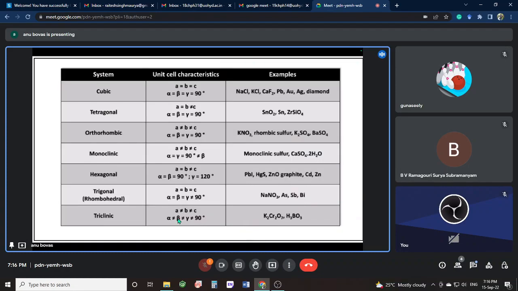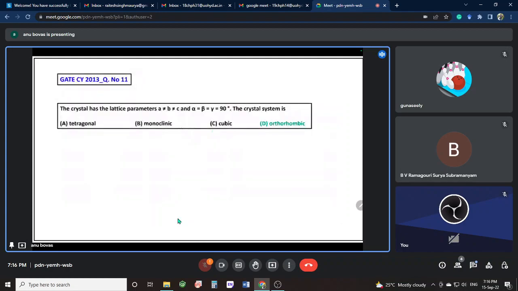So this is the table that I had shown above. a not equal to b not equal to c, alpha equal to beta equal to gamma equal to 90 degree. This is orthorhombic. Such a question does not require any time. We can directly answer it, and it saves time and is an easy mark. So you should remember the table which I had shown earlier. This is asked as a 1 mark question, so you will get 1 mark very easily.